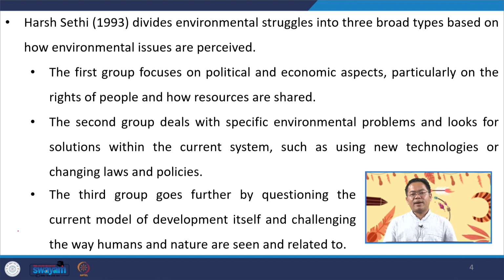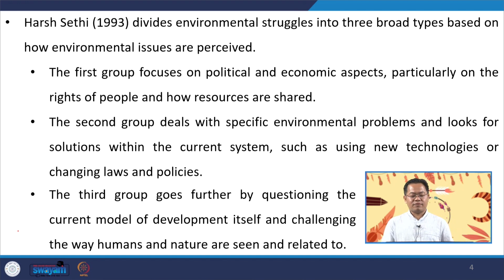So, a scholar by the name Harsh Sethi divides environmental struggles into three broad types based on how environmental issues are perceived. The first is movements that focus on political and economic aspects, particularly on the rights of people and how resources are shared. The second group deals with specific environmental problems and looks for solutions within the current system, such as using new technologies or changing laws and policies. The third is movements that question the model of development that we follow.